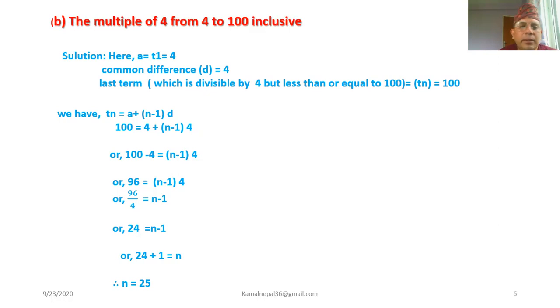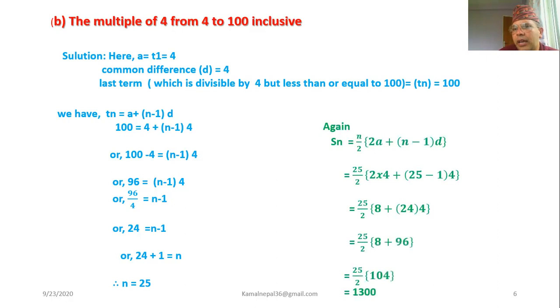So these are the multiples of 4. Now we are going to find the sum. So Sn is equal to n by 2 into 2a plus (n minus 1)d. Now you can substitute all these values: n is 25, a is 4, and d is 4. You get the sum is 1300.